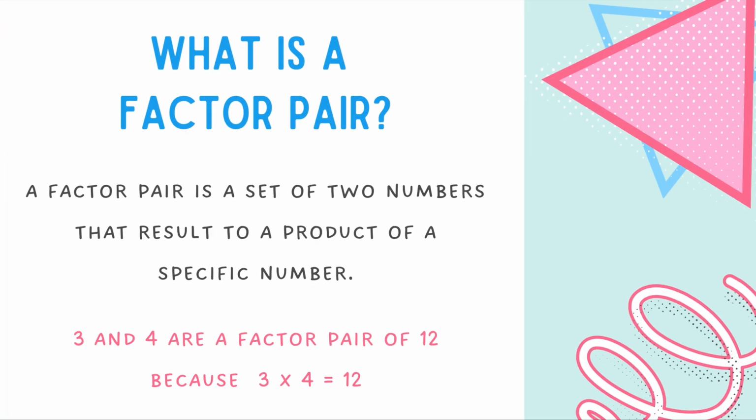A factor pair is a set of two numbers that result in a product of a specific number. For example, 3 and 4 are a factor pair of 12 because 3 times 4 equals 12.